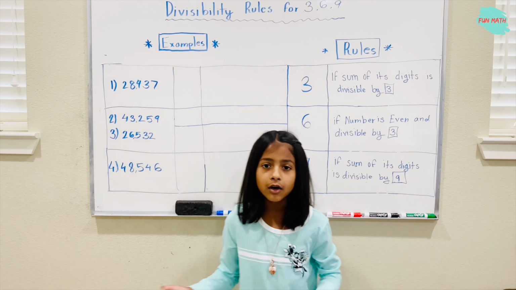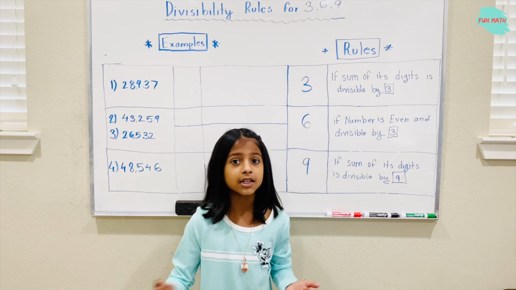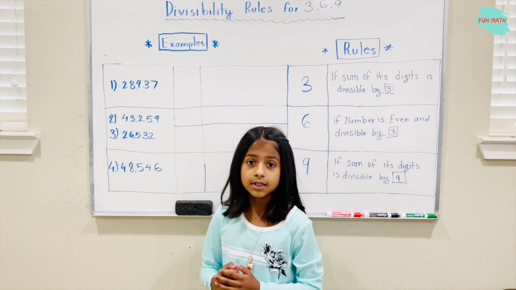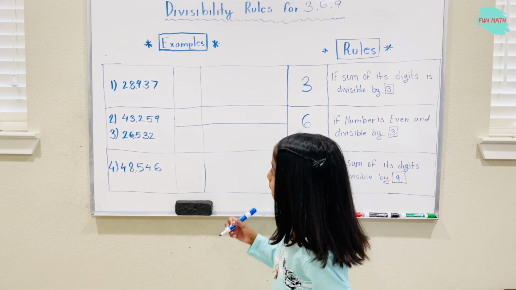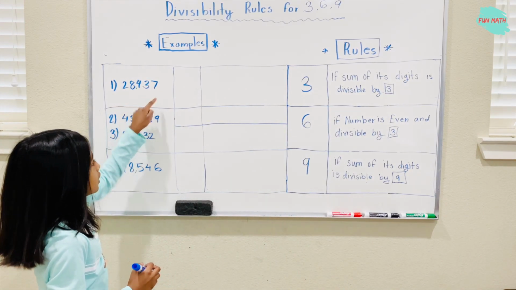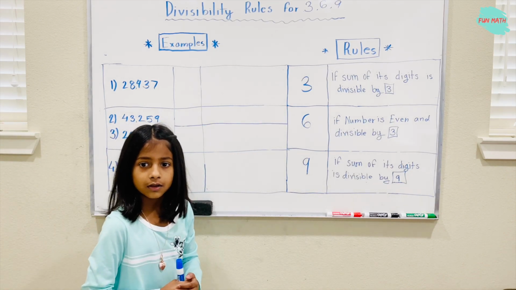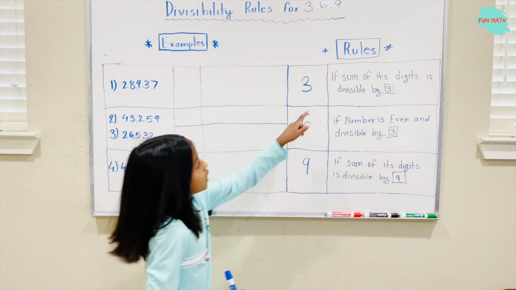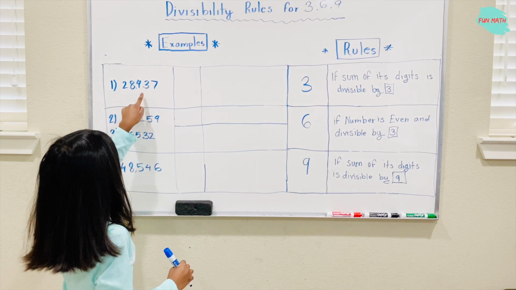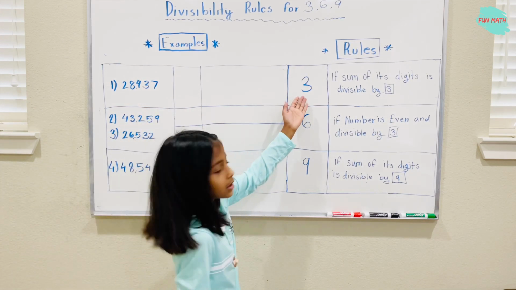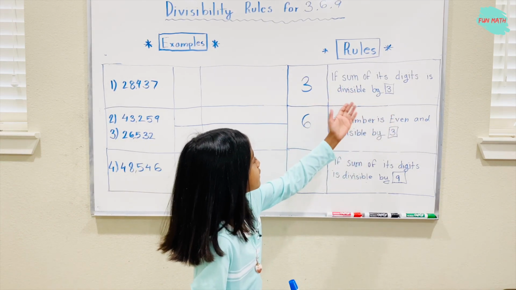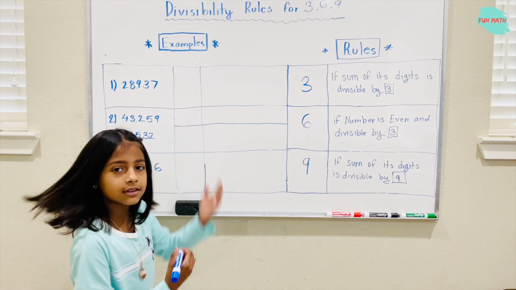Okay, now for the examples, we might need to go back and check the rules to understand these examples. Okay, let's solve it. 28,437. Let's go back here. Is 28,437 divisible by 3? Let's check if the sum of its digits is divisible by 3. So let's rewrite the number here.